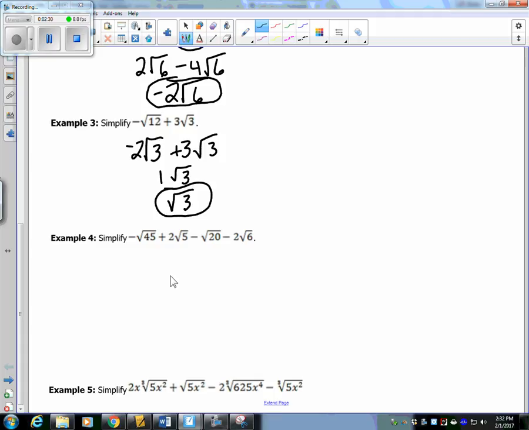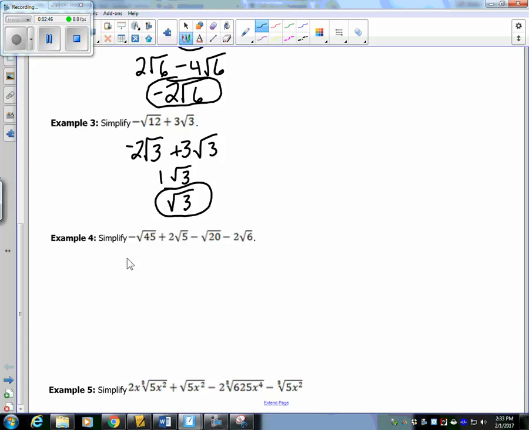Example 4. We have the negative square root of 45. I already see I can simplify that. Plus 2 square root of 5 minus square root of 20 minus 2 square root of 6. So right now we have all our square roots, but no like terms. So let's look to simplify.